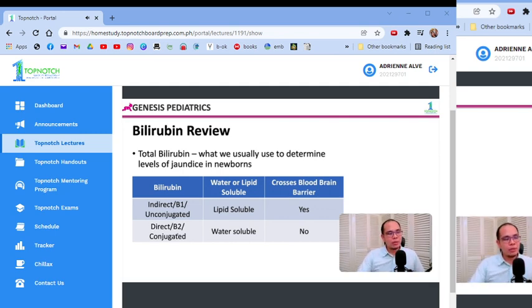On the other hand, your direct, conjugated, or your B2, it's water soluble. It does not cross the blood-brain barrier. But what is important to remember is that if it is elevated, and by definition, if it's more than 2 milligram per deciliter, according to Nelson, if it is elevated, then that is always pathologic. You have to rule out your cholestatic causes of jaundice.